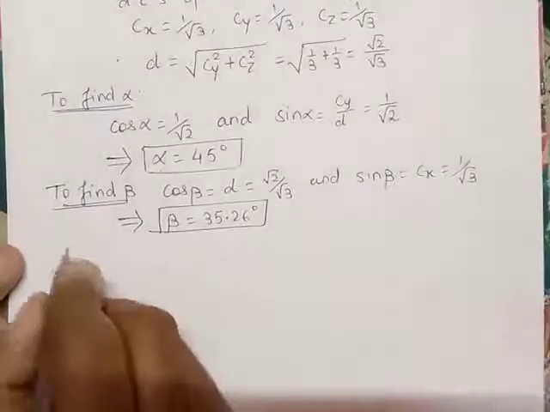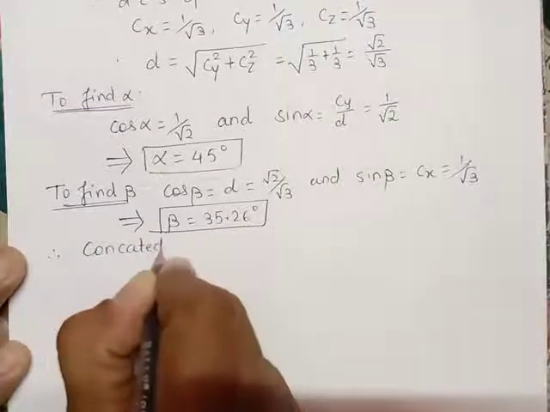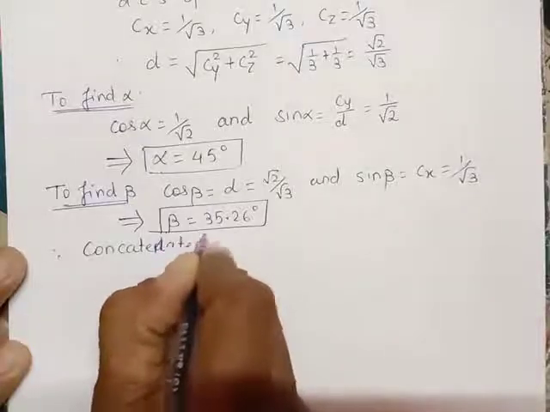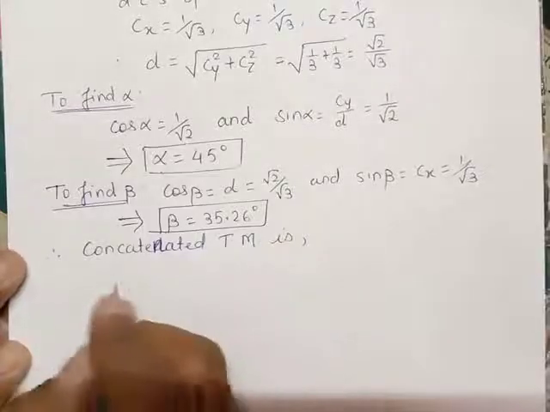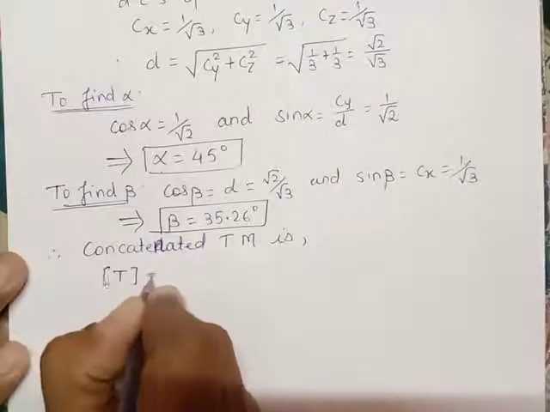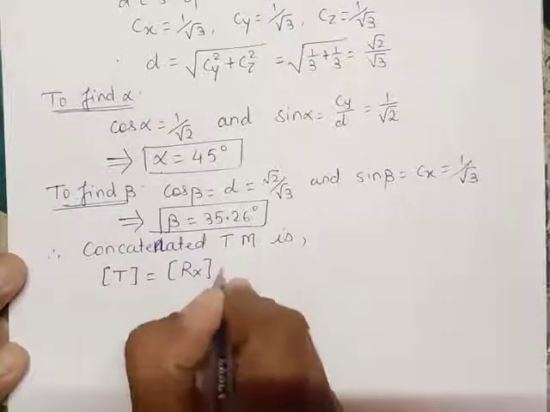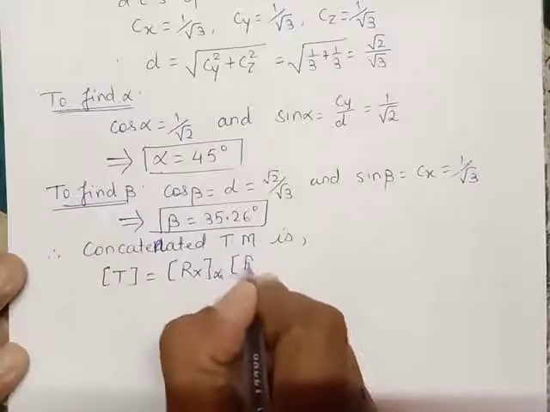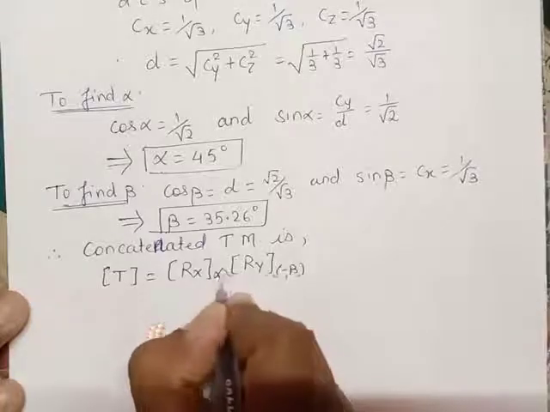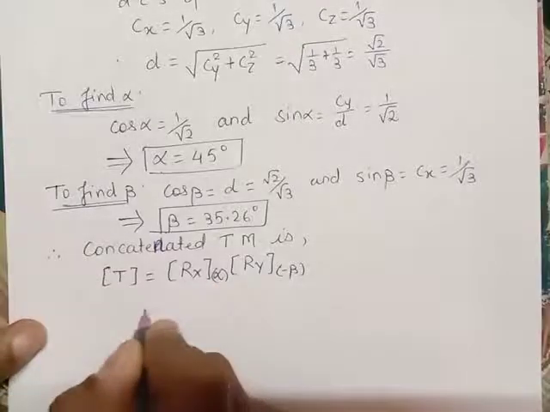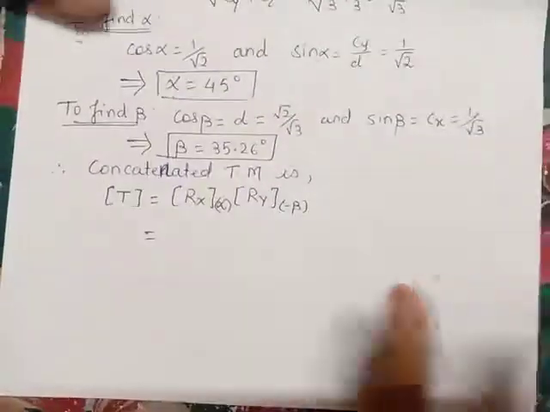Now we want a concatenated transformation matrix. Therefore, the concatenated transformation matrix T equal to what is here? That concatenated transformation matrix is simply rotation through x through an angle alpha and rotation through y through an angle what? Minus beta. This one we have to find out. So these matrices are nothing but, what are they? Let me write.